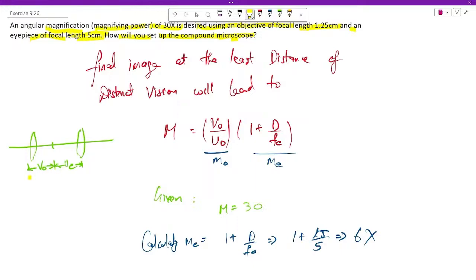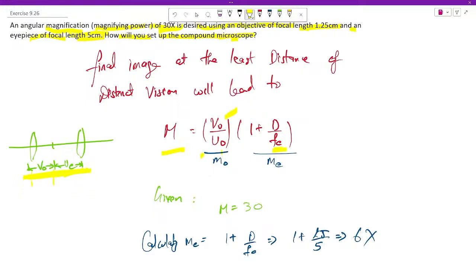We know that the length of the microscope can be given by the distance of the image from the objective added to the object distance for the eyepiece. We have also been given that the desired magnifying power is 30x. So we can write m equals VO by UO, that is the position of the final image by the objective divided by the object distance from the objective, multiplied by 1 plus d by FE, where FE is the focal length of the eyepiece.